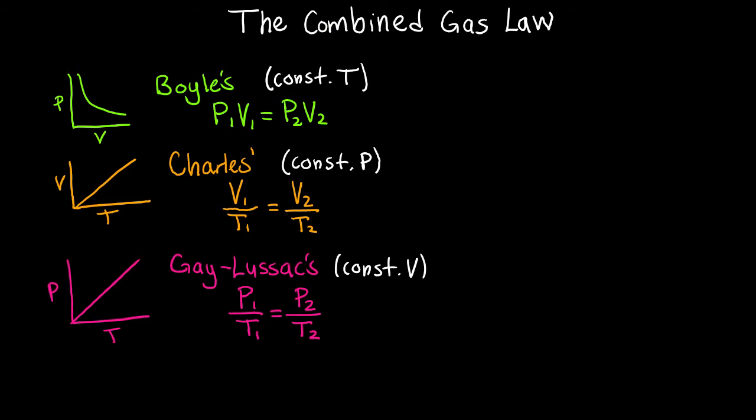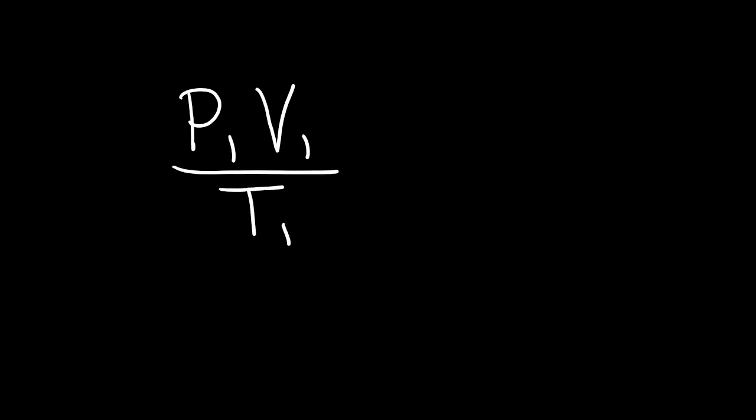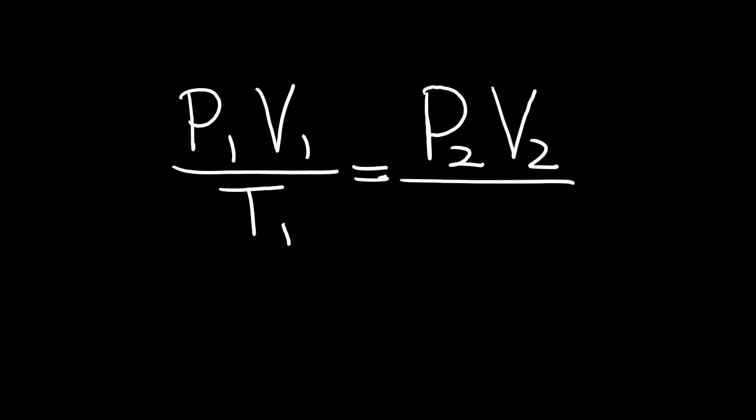In some situations, neither pressure, volume, nor temperature are held constant, though for the combined gas law we will still assume that the moles of gas is held constant. So when neither pressure, volume, nor temperature are constant, then you have to show all three variables. The combined gas law is P1 times V1 divided by T1 equals P2 times V2 divided by T2.